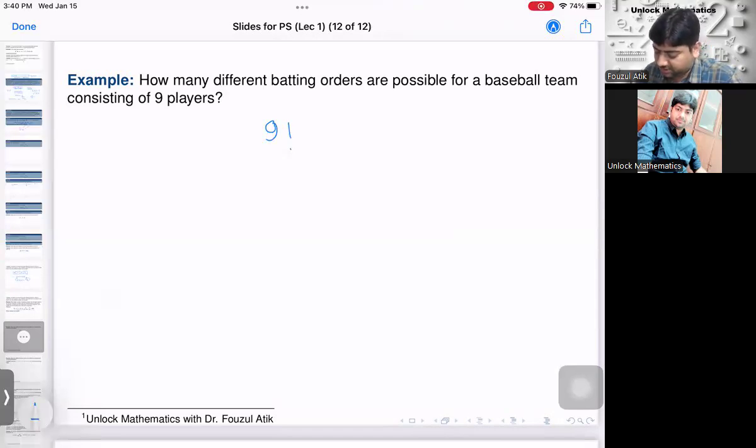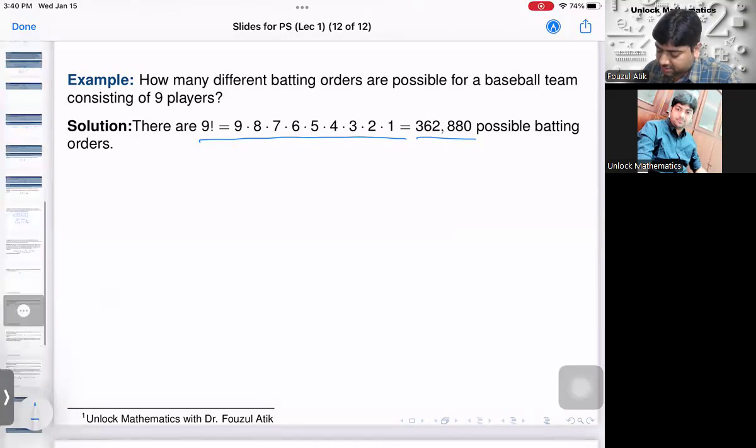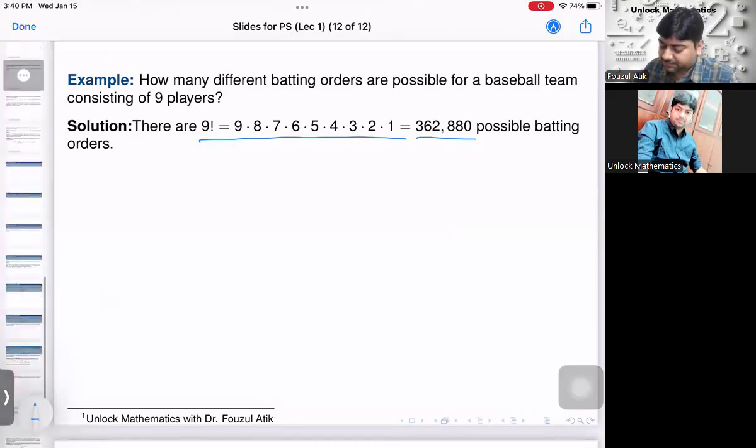Okay, let me move to the next example. Yeah, this is what we have discussed. There are 9 factorial possible batting orders, whose answer comes out to be this one. Okay, let me move to the next example.